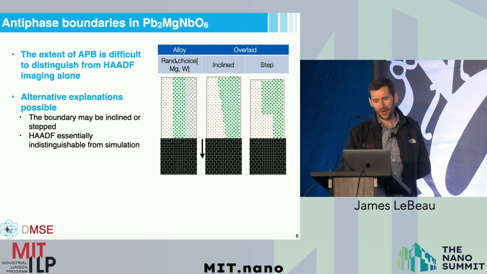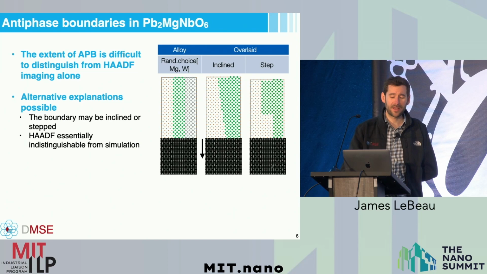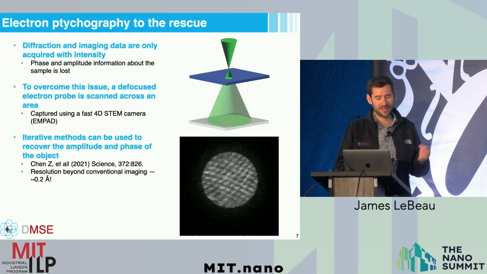This would be a simulation from a random alloy with the beam scattered along that projection. An inclined boundary would essentially give the same sort of contrast as would a step boundary. So what is the true nature of this three-dimensional boundary that we have in our material? HAADF can't do it. That's where electron ptychography can come to the rescue, particularly multi-slice electron ptychography.